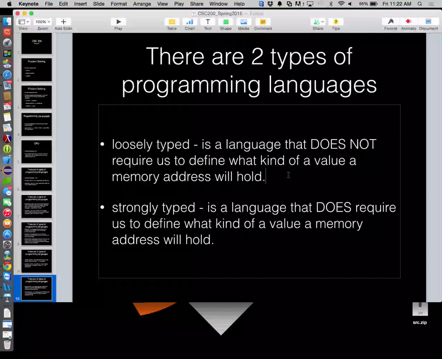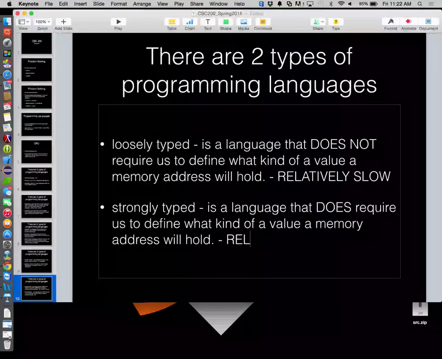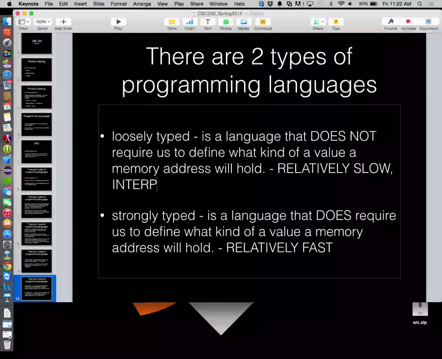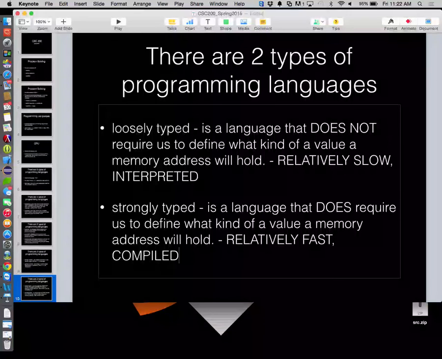To connect this to our other slides, we want to think about this one as being associated with relatively slow languages, and this one being associated with relatively fast languages. We can also say this one is typically associated with interpreted languages, which we advertise as relatively slow. This one is typically associated with compiled languages, which we also advertise as being relatively fast.